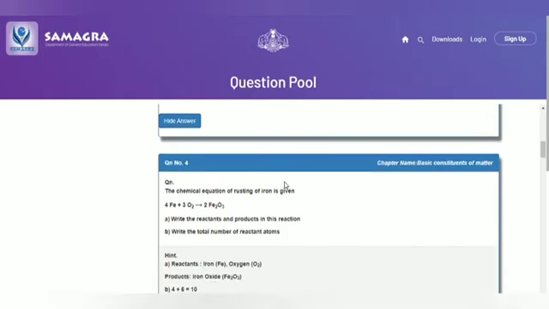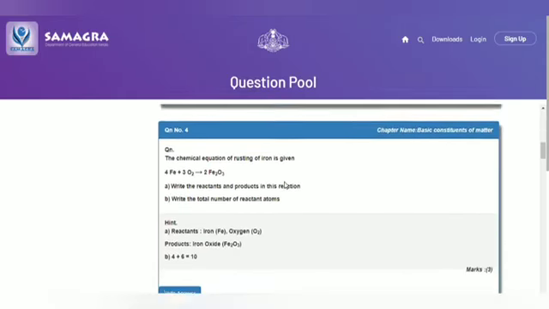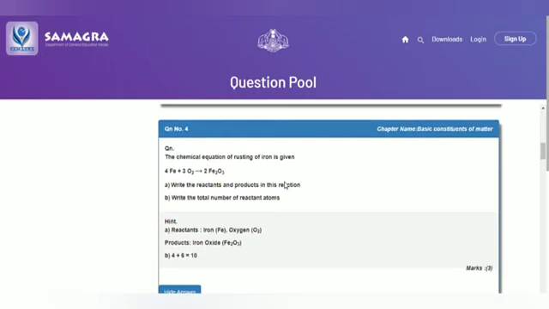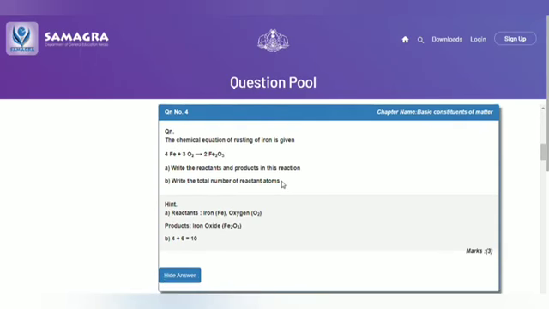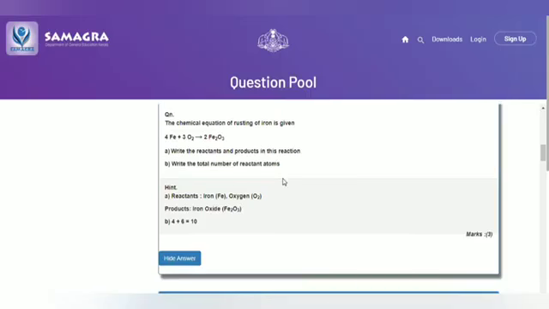Fourth question, the chemical equation of rusting of iron is given: 4Fe plus 3O2 gives 2Fe2O3. Write the reactants and the products in this reaction. The reactants are iron, Fe, and oxygen; the product is iron oxide, Fe2O3. Write the total number of reactant atoms: 4 plus 6 is equal to 10.